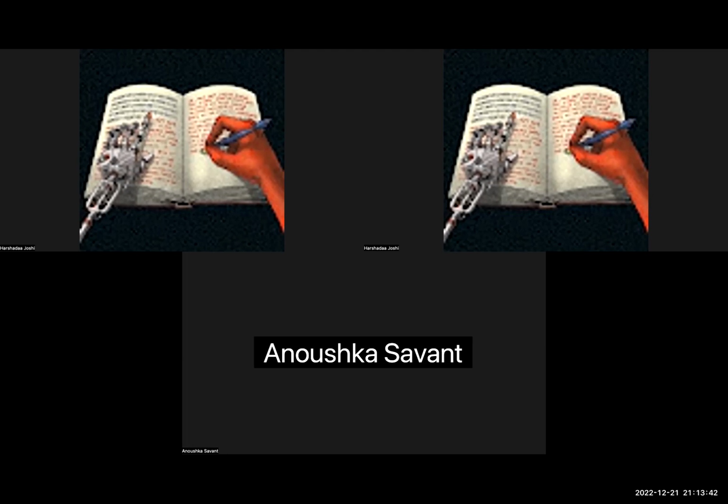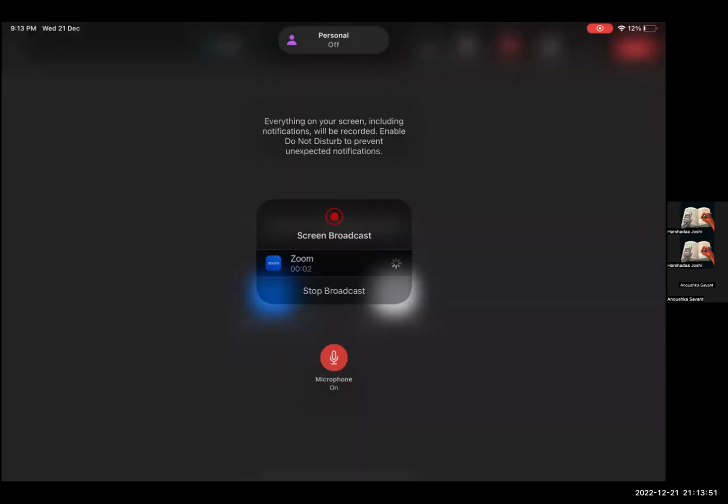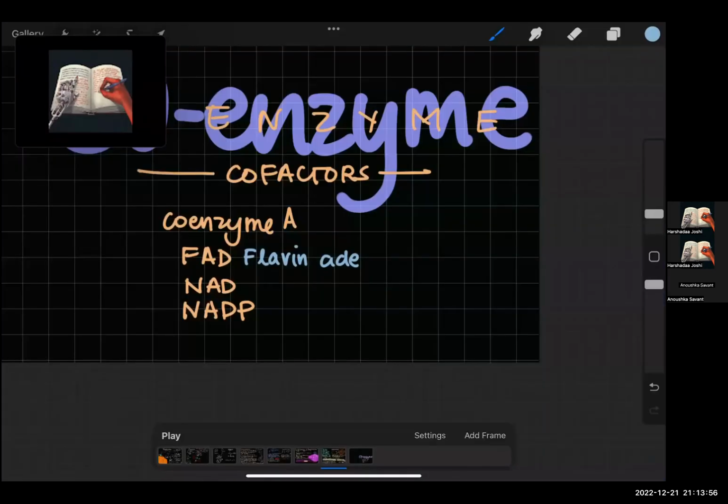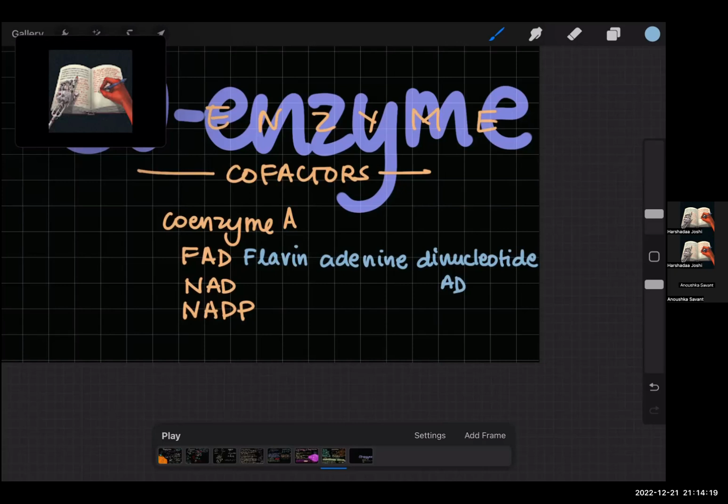Okay. So now when we say that you are going to have FAD molecule, the long form of your FAD molecule is flavin adenine dinucleotide. Remember it like a name. Okay, flavin adenine dinucleotide. NAD is nicotinamide adenine dinucleotide. So this AD is going to remain constant. This is going to be nicotinamide.